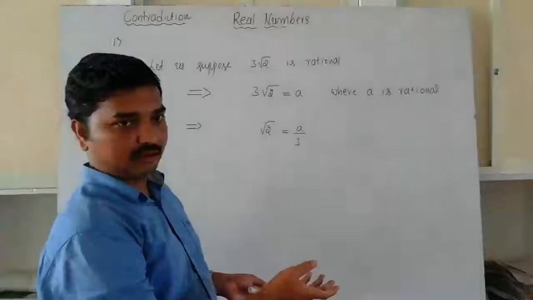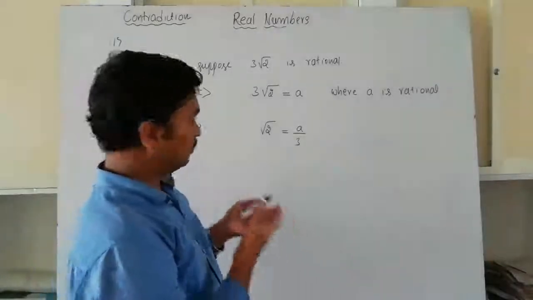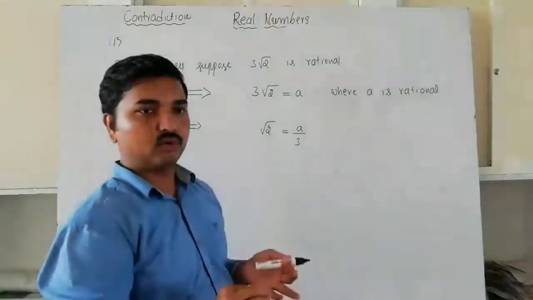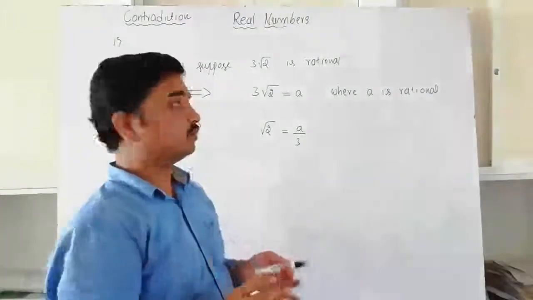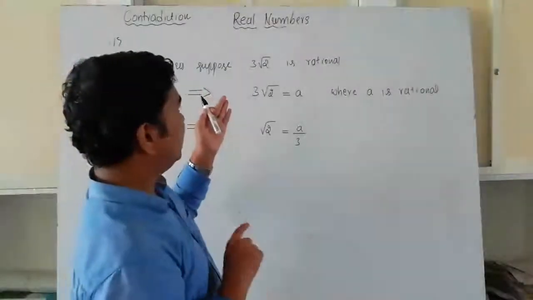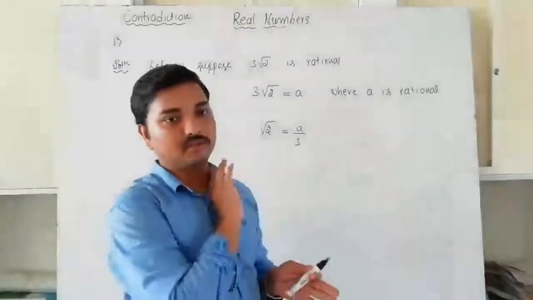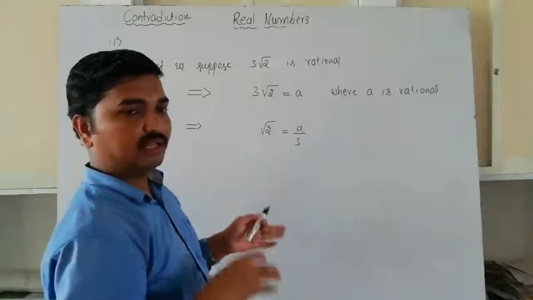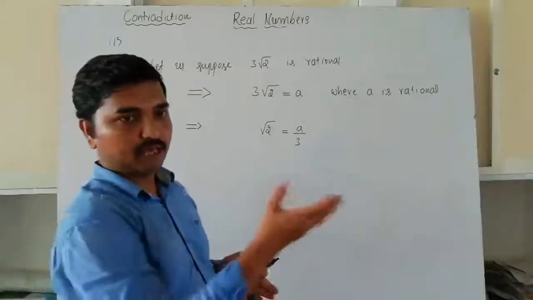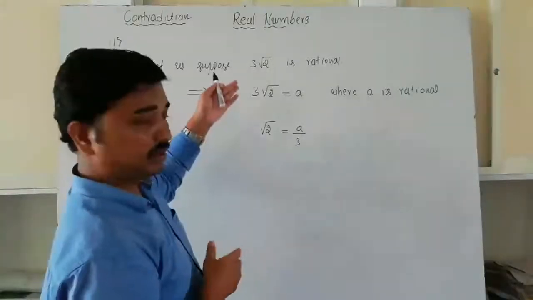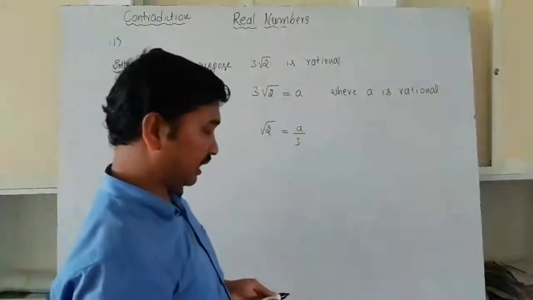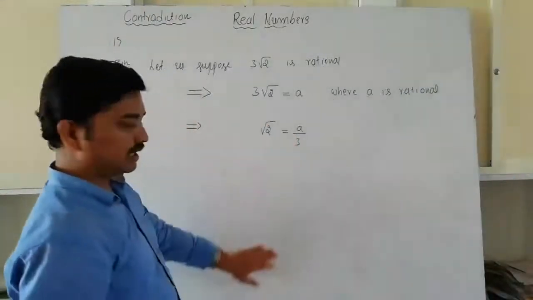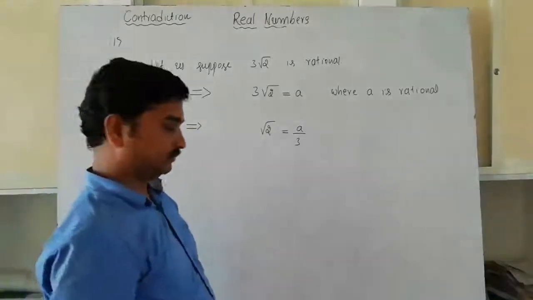It is a contradiction because LHS is irrational and RHS is rational. Therefore, our assumption is wrong. Therefore, the given number, that is 3 root 2, is irrational. So this completes the proof, or else you can do the problem by the alternative method. What I have given in the previous problem, you can do like that also. If you want, write that one. The conclusion, you need to write it.